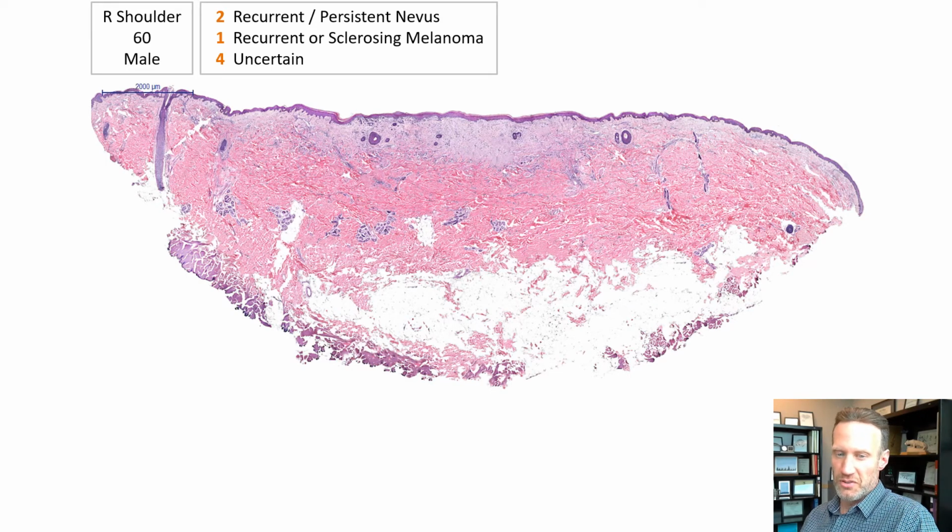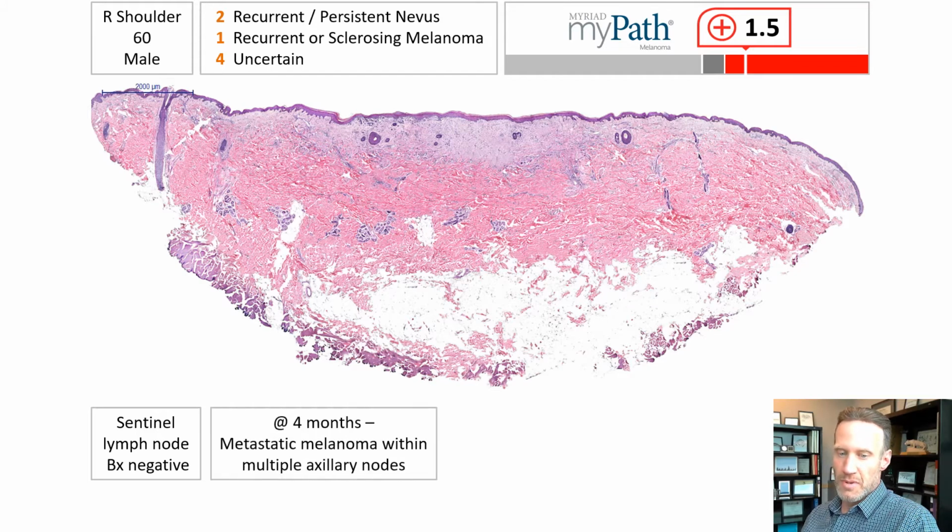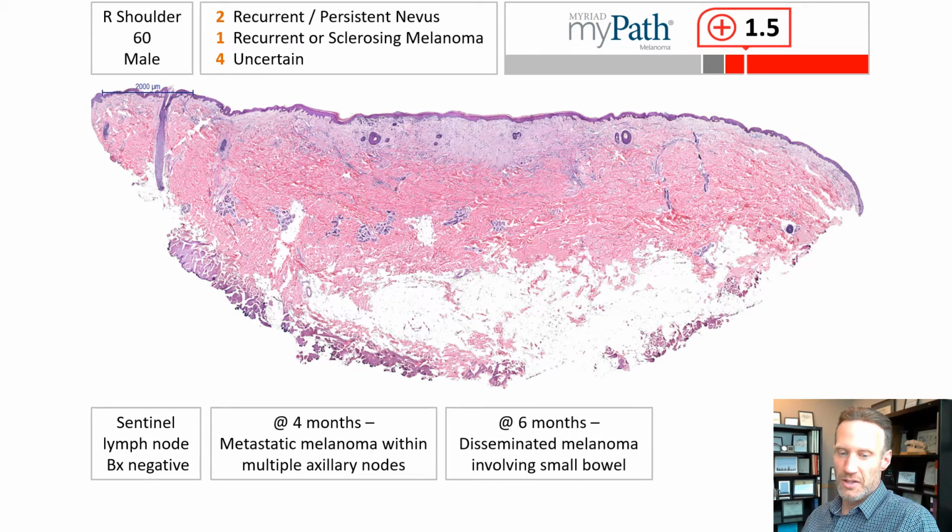And all of the participants suggested that at least some form of additional information or ancillary testing was needed in this case. The myPath Melanoma result for this case indicated that it was malignant melanoma with a score of positive 1.5. And the referring pathologist classified the lesion as a locally recurrent melanoma, and a sentinel lymph node biopsy was performed and was negative. But 4 months after that, melanoma developed within multiple axillary lymph nodes. 6 months after that, disseminated melanoma was detected within the small bowel, and the patient unfortunately succumbed to metastatic melanoma about 2 years after this specimen was obtained.